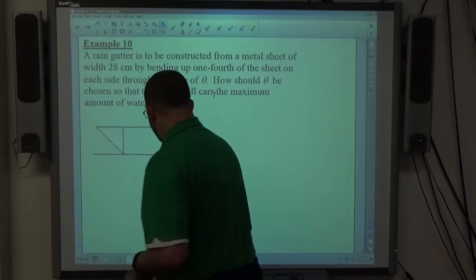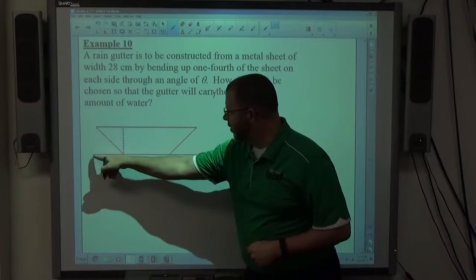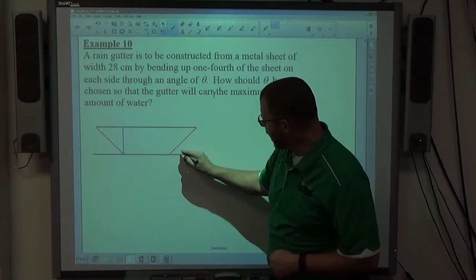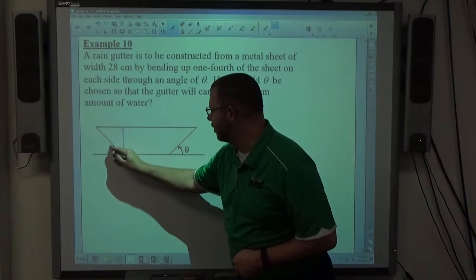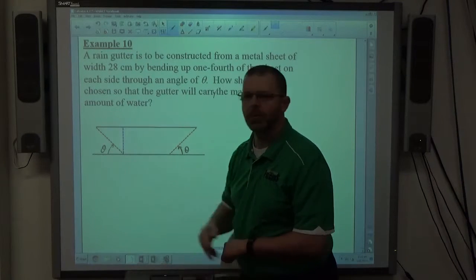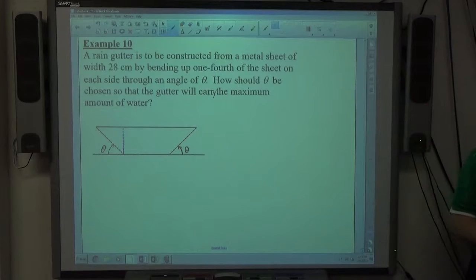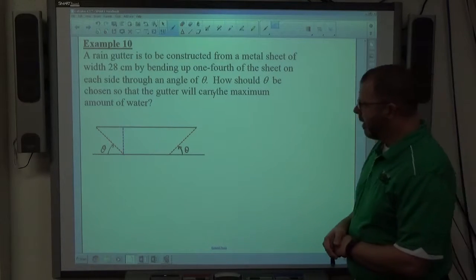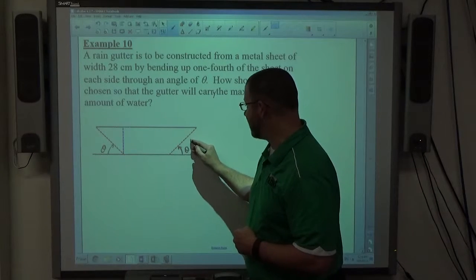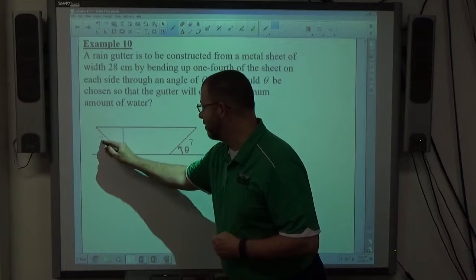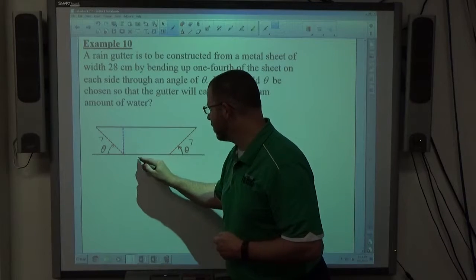All right, so what we're saying here is that this whole sheet is 28, and we're bending it up by an angle of theta, and we'll make it a nice, symmetric gutter. We're not going to make some weird gutter where it's a different angle on one side than the other. The amount we're folding up is 1/4, so this is definitely 7, this is definitely 7, and from here to here is 14.